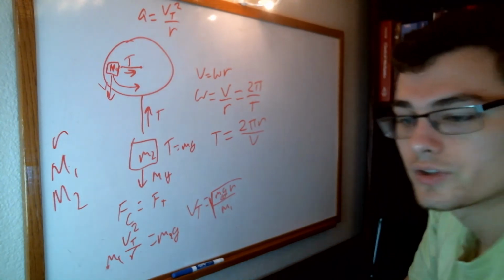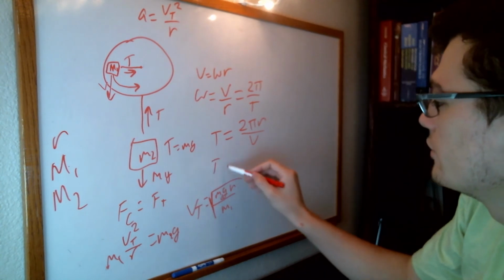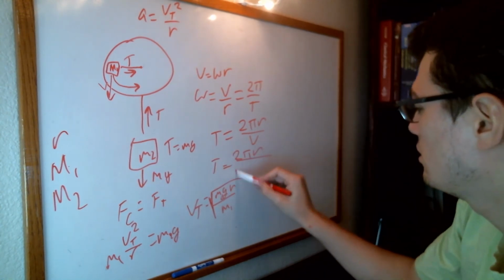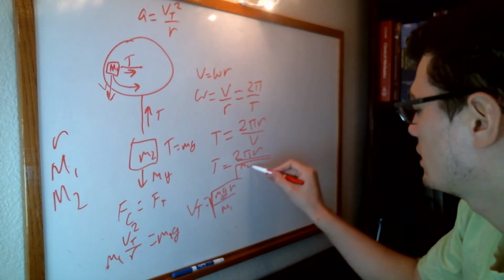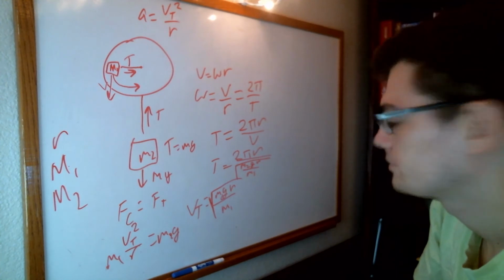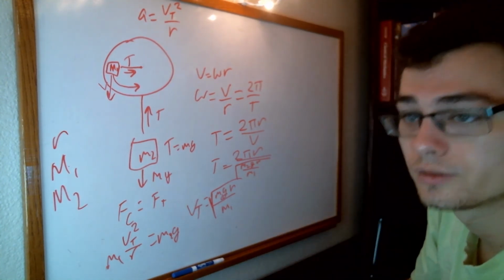And so this is yielding a pretty good equation here. So then we just have to plug in what vt is. So then T is equal to 2 pi r all over the square root of m2g r over m1. And so then you just plug in numbers there.